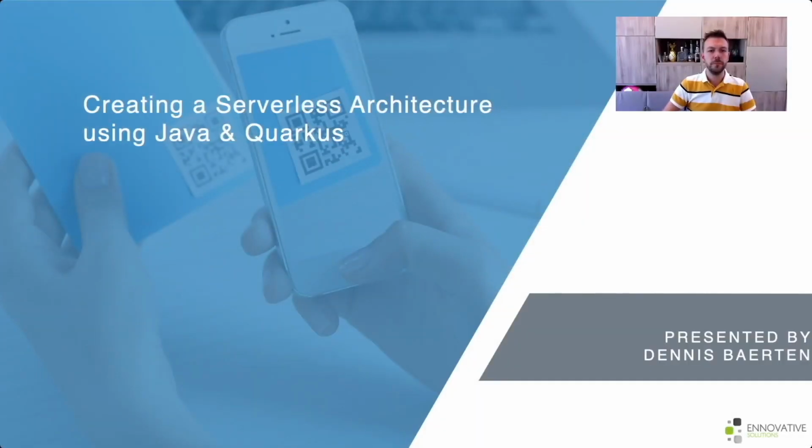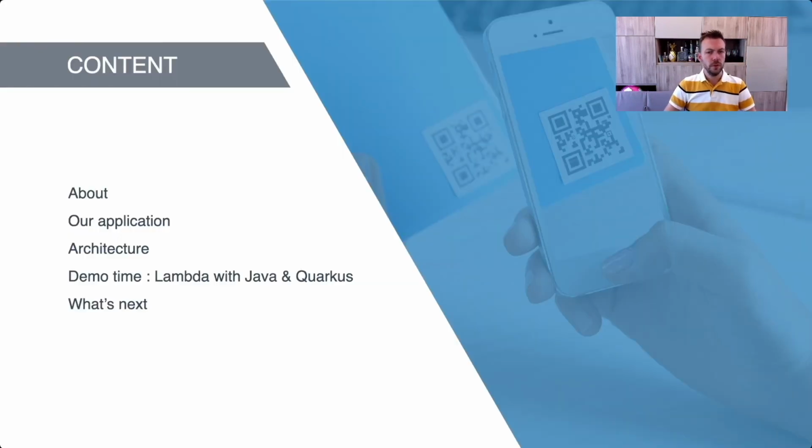I'm Dennis and I will be giving you a presentation about creating a serverless architecture using Java and Quarkus. I'll quickly go over the content of my talk. First, a small introduction of myself, my company, and the product. Then I'll showcase the application that I developed, and I'm going to show you how the architecture looks like and which AWS serverless components are used.